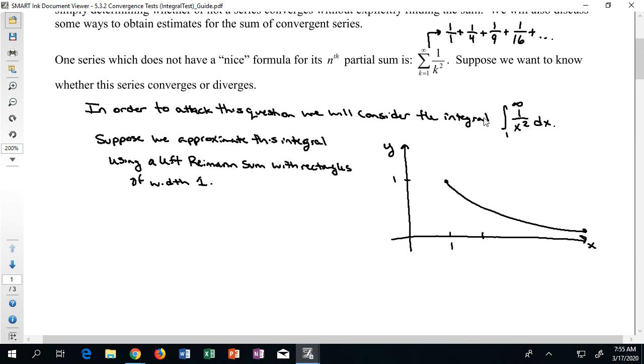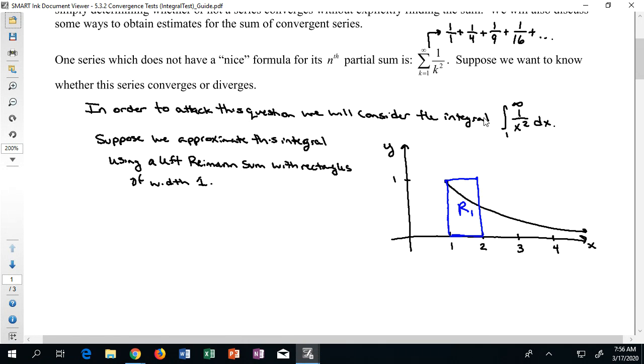roughly what this looks like in the picture. If I was going to start to put in some rectangles of width 1 in here, and I wanted to make them all left endpoint approximations, I could maybe start to create these blue rectangles. So again, I'd have a rectangle that goes from 1 to 2 as its base, and if it goes up and touches on its left side, I'll get a rectangle that looks like this.